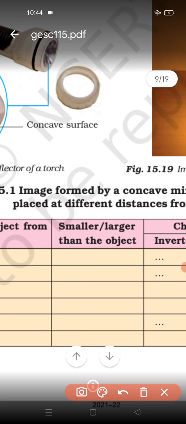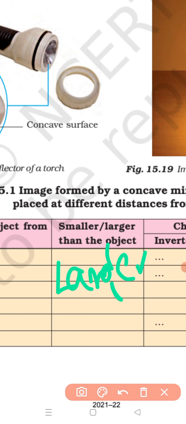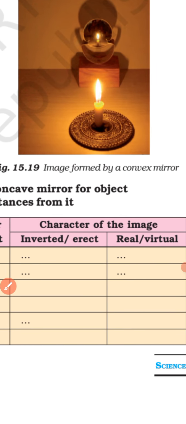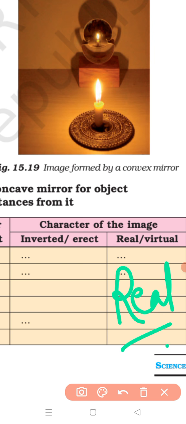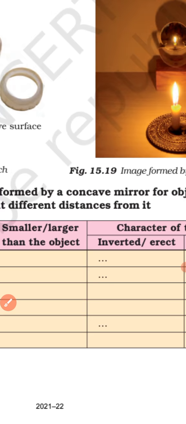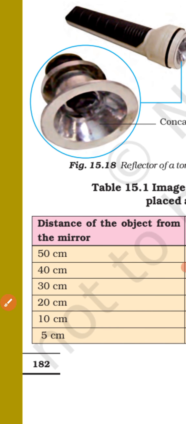So what you will write over the second column, second row? Larger, when it was brought near to a distance of about 40 centimeter. Character of the image. Character of the image is real or inverted or erect? It is inverted again. Okay. Next, real or virtual? It is real again. Are you getting it? It is real. Clear? Okay.